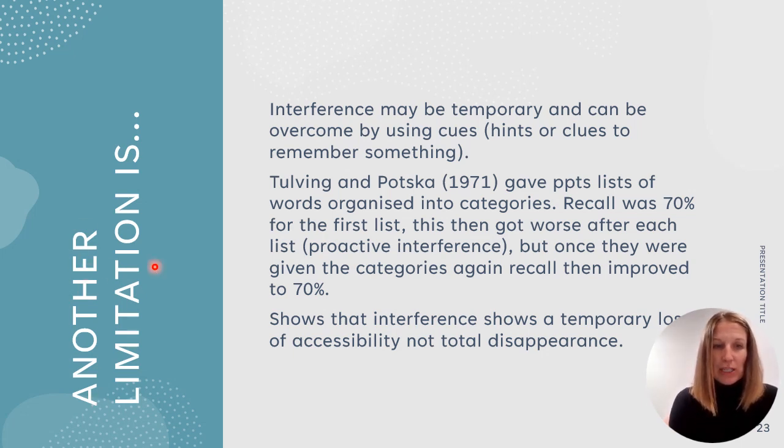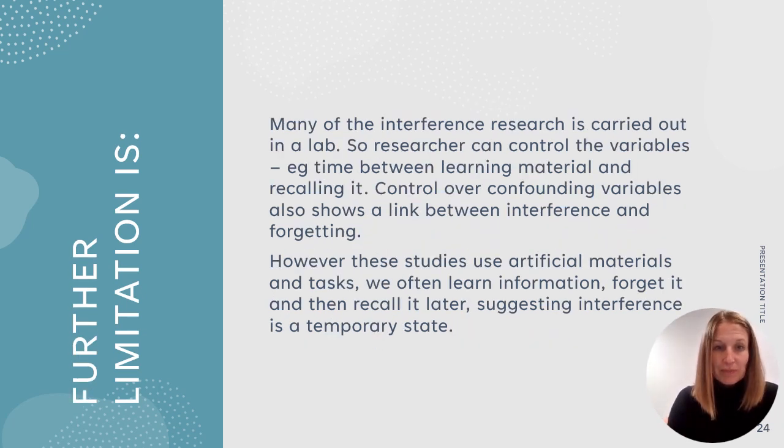So another limitation is that interference may be temporary and can be overcome by using cues, so there's hints or clues to remember something. So Tulving and Psotka in 1971 gave participants a list of words organised into categories. Recall was 70% for the first list, but this got worse after each list, so the proactive interference. But once they were given the categories again, so that cue, recall improved back to 70%. So this shows that interference shows a temporary loss of accessibility, but not total disappearance.